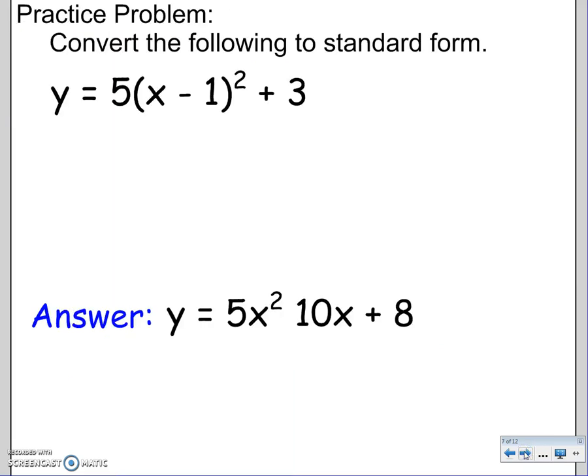Alright, here's a practice problem. Convert the following to standard form. Basically expand it, double distribute, and combine terms. Get that answer. And you can do that. You should be good for class.